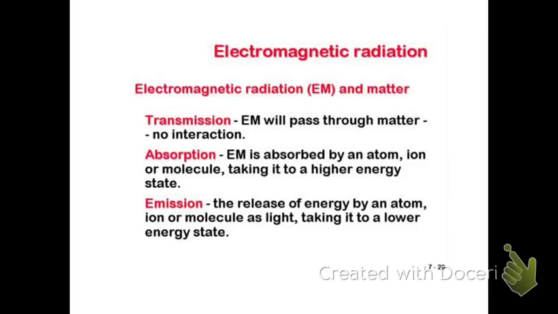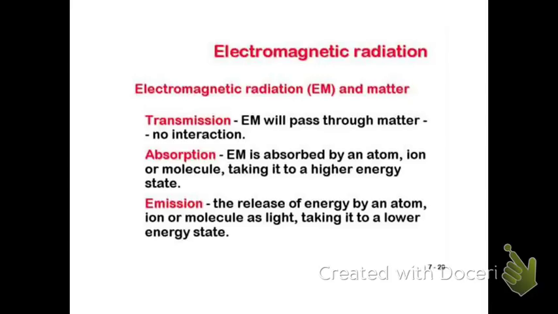So electromagnetic radiation can do one of 3 things. It can transmit, which means it'll go through matter without even interacting with it. It'll just pass right through it. It can be absorbed by an atom, an ion, or a molecule, and when that atom, ion, or molecule absorbs that radiation, it'll take it to a higher energy state. Or radiation can be emitted by an atom, ion, or molecule as light, which will allow it to go back to a lower energy state.